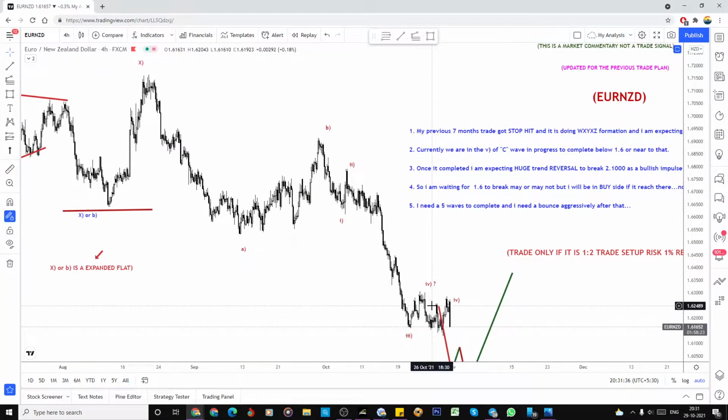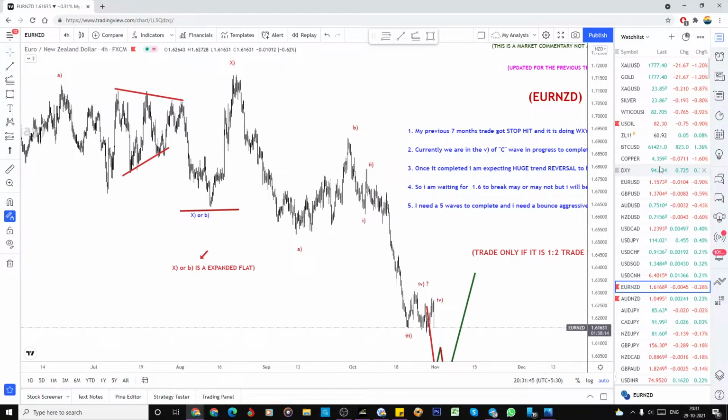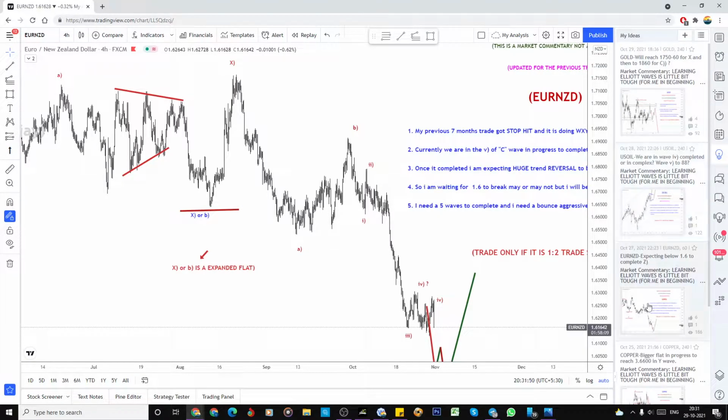I said from here it has a chance of making a 5-wave structure. Otherwise, the 4 I already did here. But I forgot to draw this line. I will show you that also. I forgot to draw that line in Euro New Zealand.